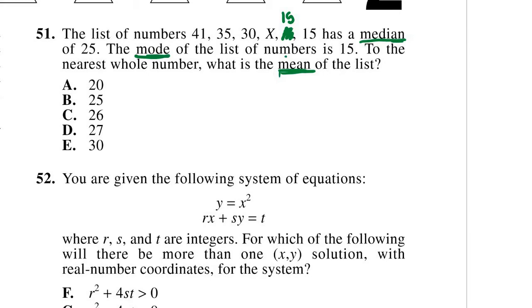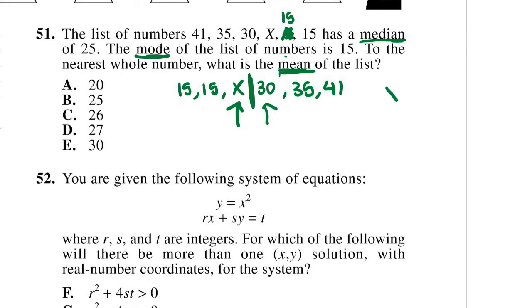Now let's rewrite this list of numbers in order from least to greatest. 15, we're going to place x here, 30. So now we know that our median is 25. Median, again, is just the middle number of a set, and that's why I put x where I put it, because 25 is going to be right in the middle here because we have an even number. It's going to be the average of the two surrounding it.